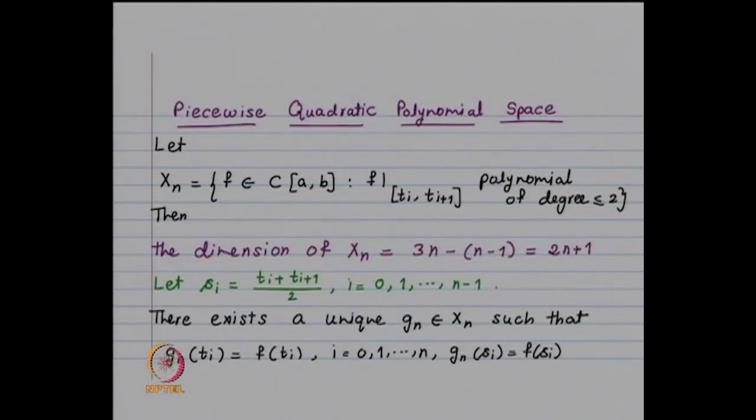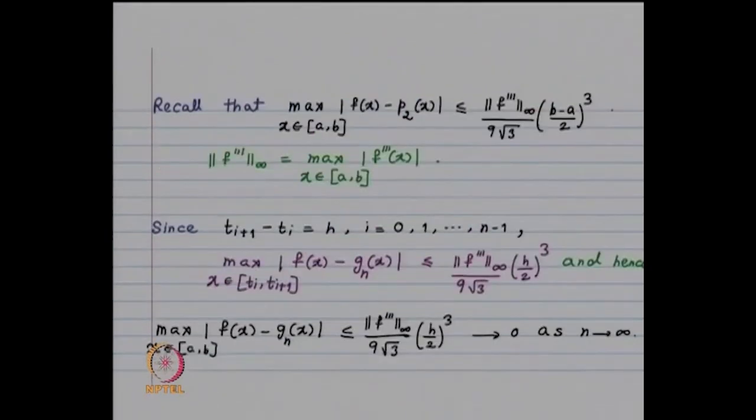So, now in order to have a unique g n belonging to x n, we need to provide 2 n plus 1 conditions. So, consider g n which belongs to x n, which interpolates the given function at t i and also at the midpoints of the subintervals. Such a piecewise polynomial is going to be unique. And now, look at the error.